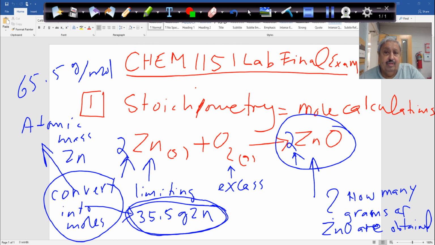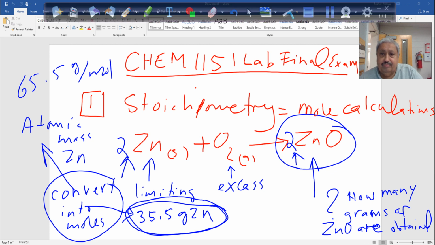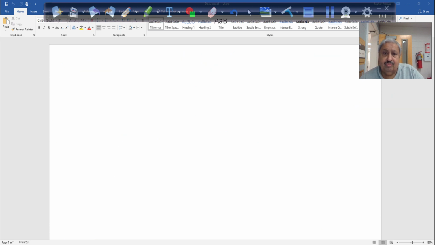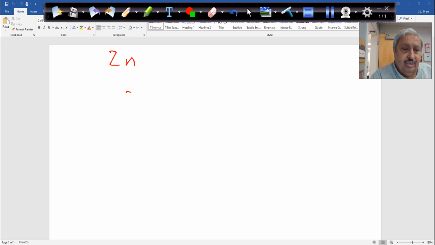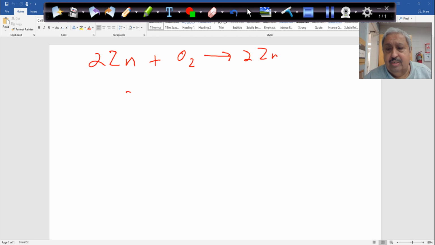I think you have this one here. Let's go for the second one. I have to take this one out and start a new one. So here it is. We have zinc plus oxygen to zinc oxide, correct? 35.5 grams, and this one we don't know.